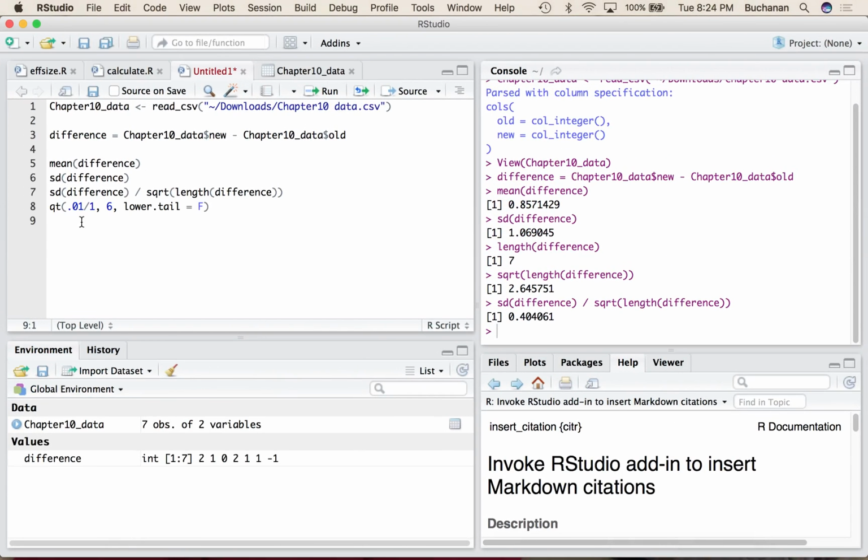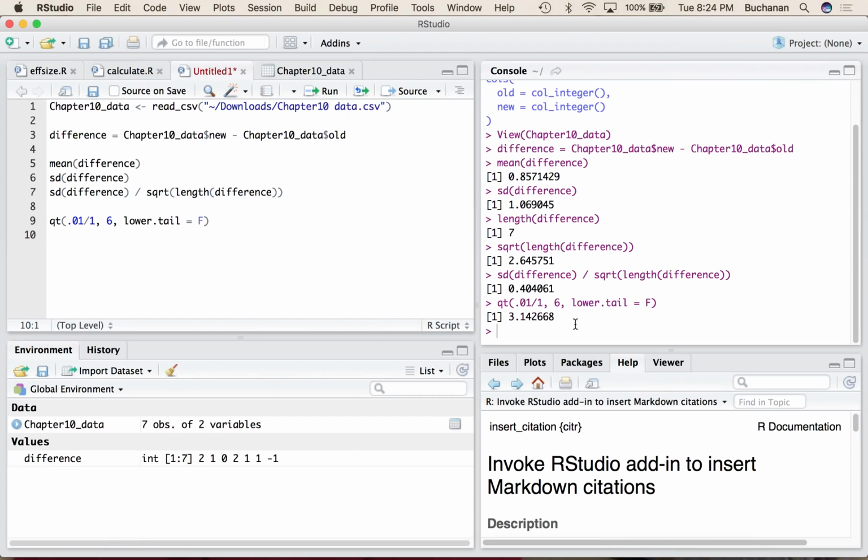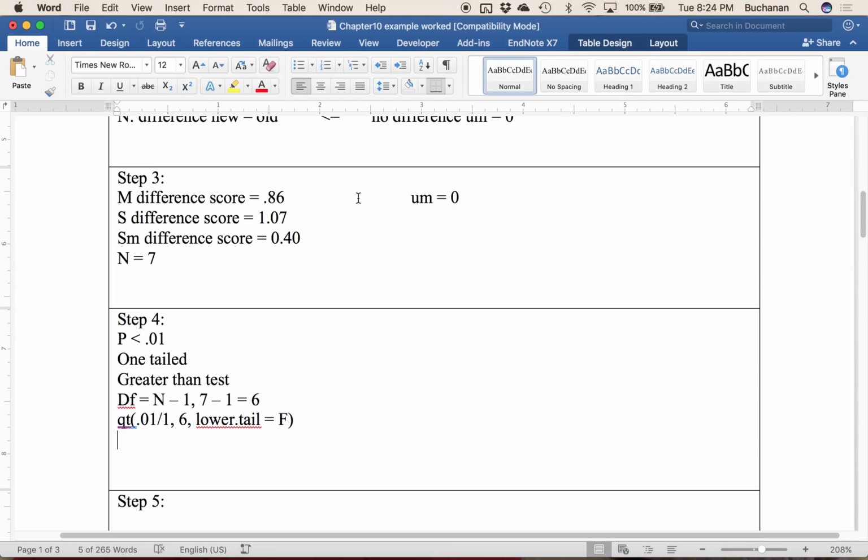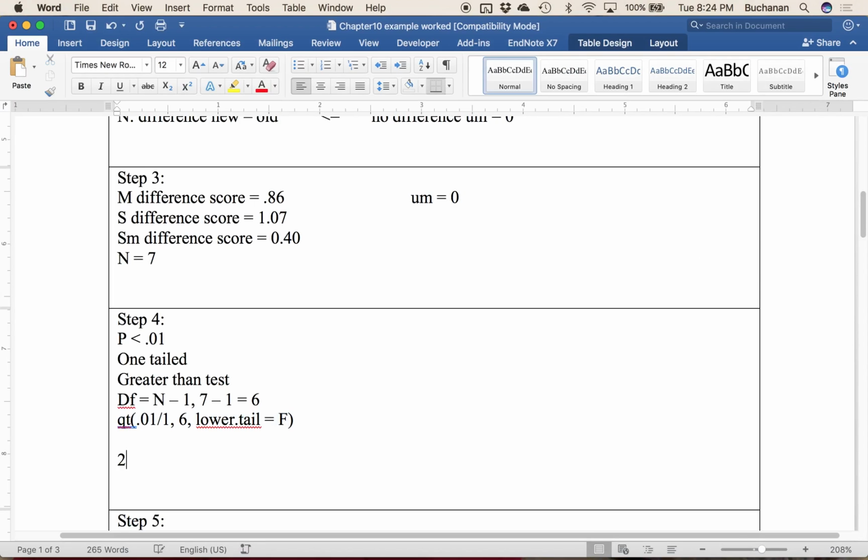Plop that over here. Run that. So I got 3.14. So that's kind of a difficult score to get to. It's 3 standard errors away from the mean.